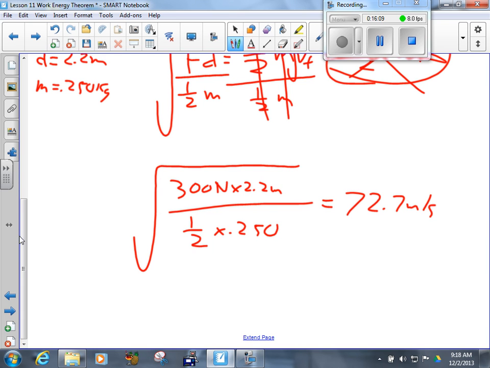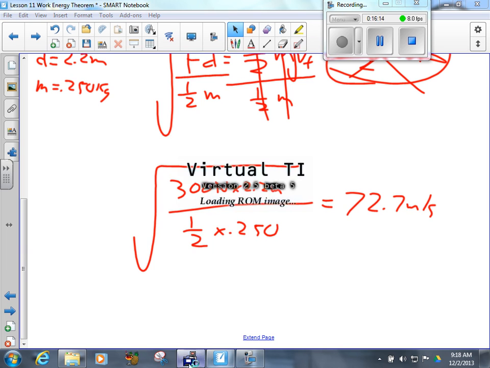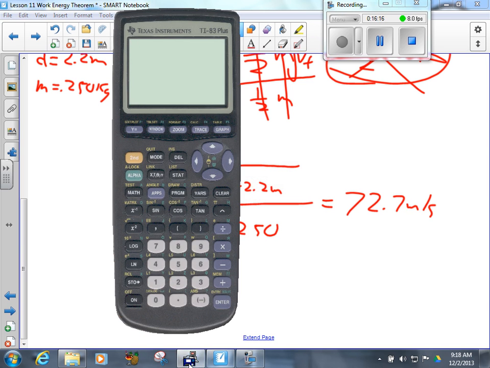Now, in case you need to see what that looks like on your calculator, remember that I said you could do this either using lots and lots of brackets or you could do it piecemeal. Again, piecemeal is probably the best way. So 300 times 2.2 gives me 660. Divide that by 0.5 times 0.250. Why did I put that in brackets?